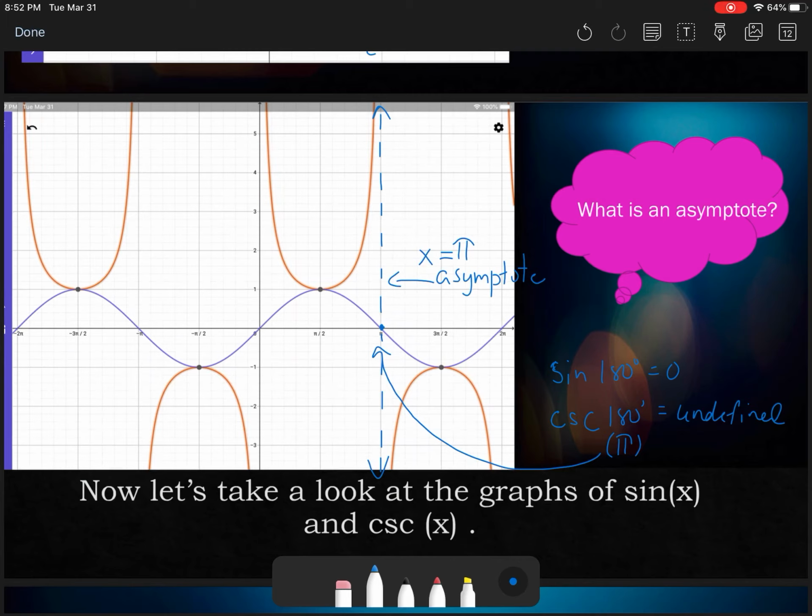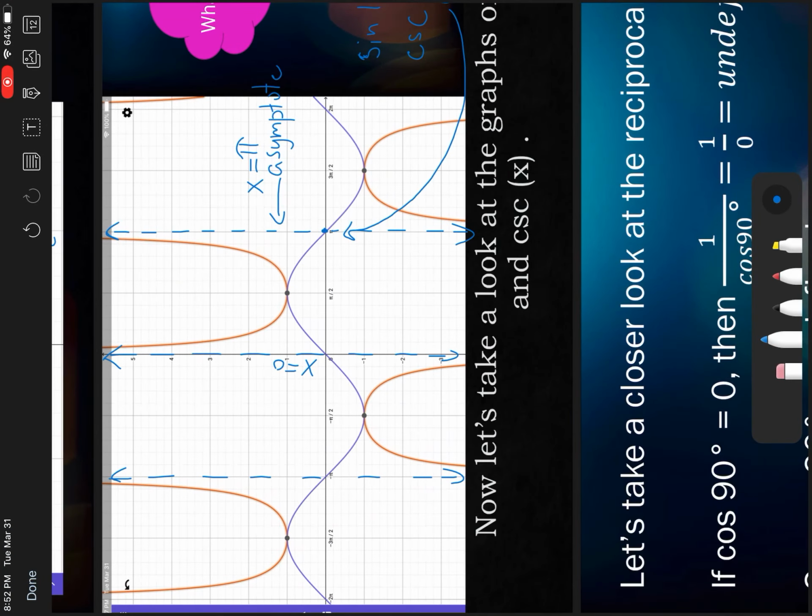And do you notice any more asymptotes in the graph? We do have a few more. We have one, actually the y-axis. X equals 0, that's the equation of that. We have another one here, x equals negative pi.